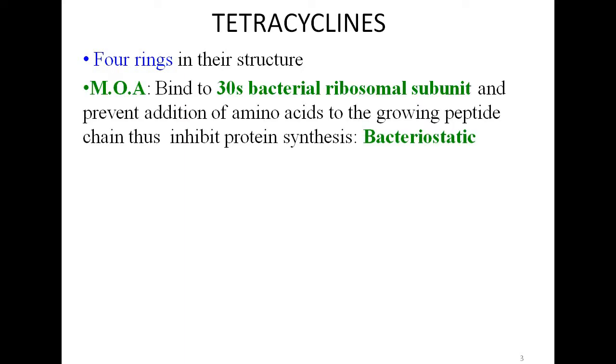The mechanism of action of tetracyclines is they bind to the 30S ribosomal subunit of the bacteria and prevent the addition of amino acids to the growing peptide chain. Therefore, tetracyclines inhibit bacterial protein synthesis and they are bacteriostatic.